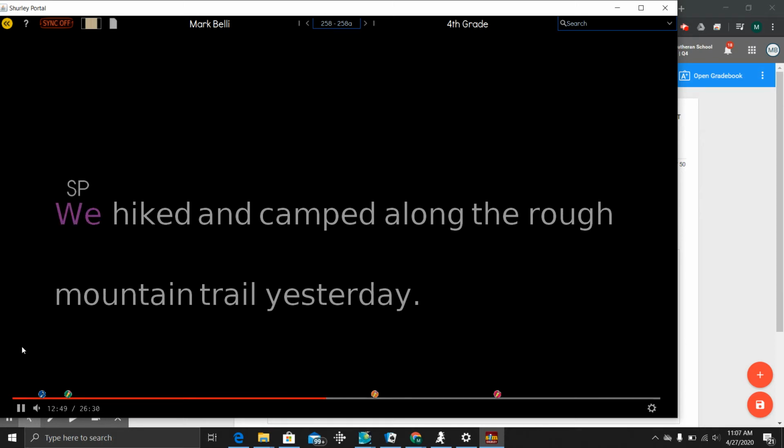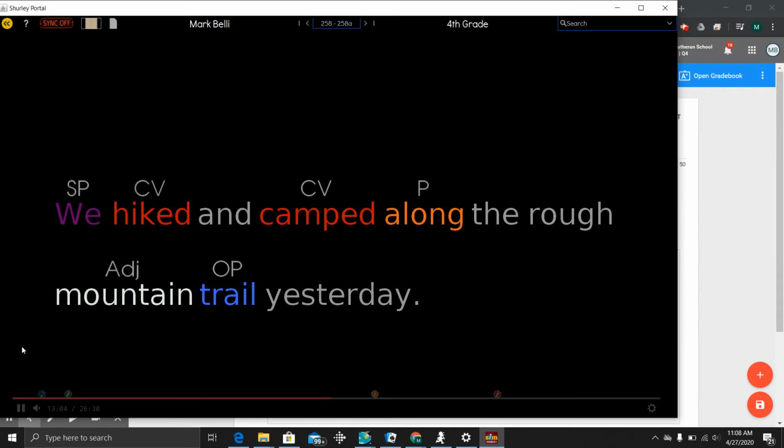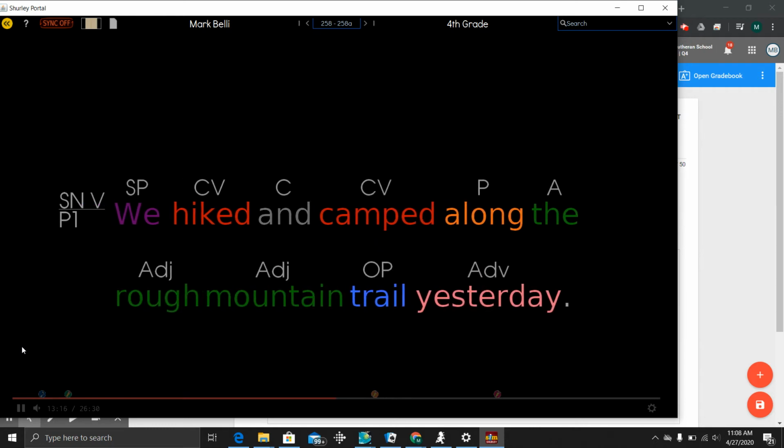We, subject pronoun. What is being said about we? We hiked and camped. Compound verb, along preposition. Along what? Trail, object of the preposition. What kind of trail? Mountain, adjective. What kind of trail? Rough, adjective. The article adjective. Hiked and camped when? Yesterday, adverb. And conjunction. Subject noun verb pattern 1 skill check.